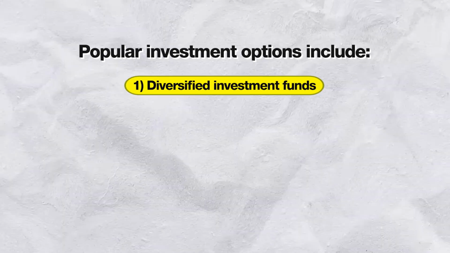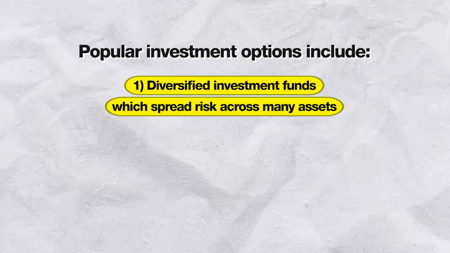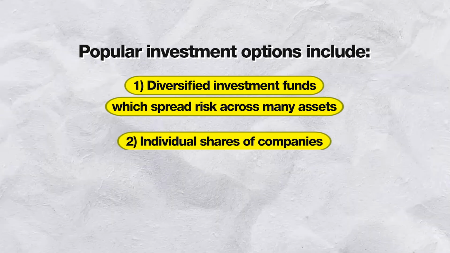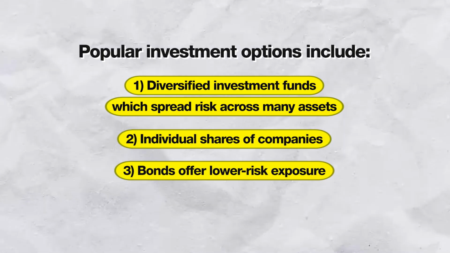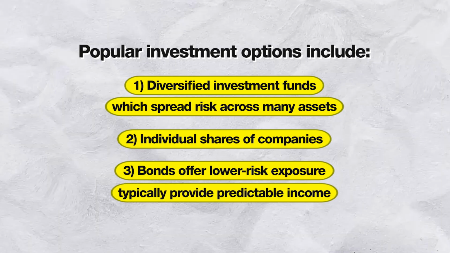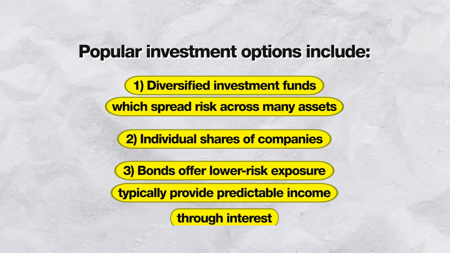However, over the long term, typically 5 years or more, these ISAs have the potential for higher growth than cash savings. Popular investment options include diversified investment funds, which spread risk across many assets, individual shares of companies, or bonds, which offer lower risk exposure and can typically provide predictable income through interest.